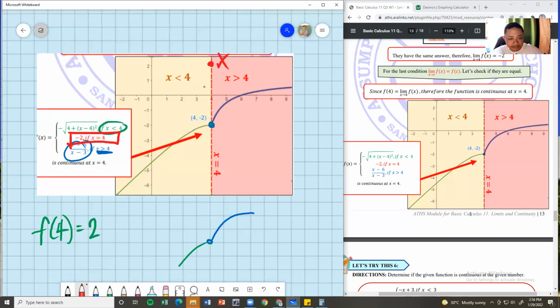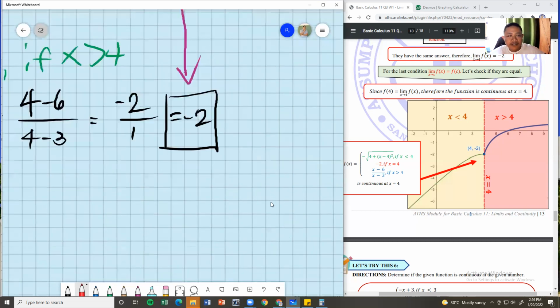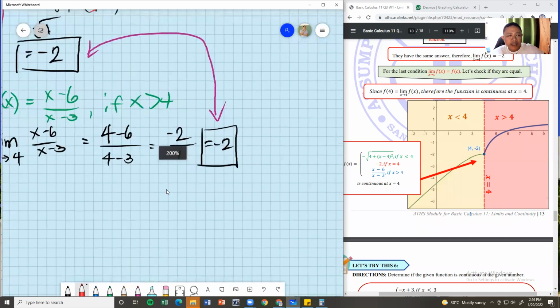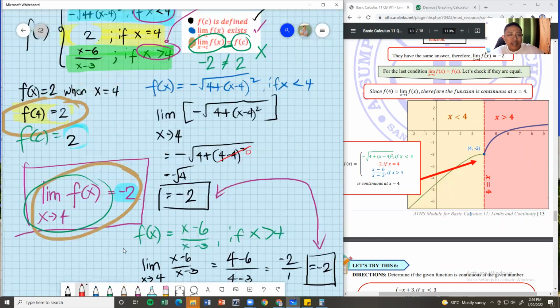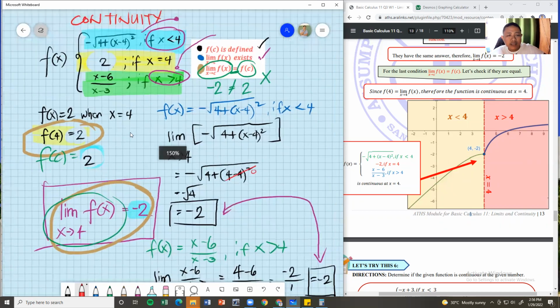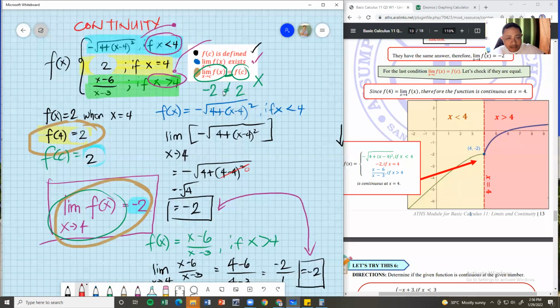Can you follow? Show me a reaction if that's clear to you. Okay, very good. Do you have other questions or concerns? So that's just it. After getting your f of c, get the limits, and then they should be equal for them to be continuous. Got it? Okay, thank you so much. Very good. So that's it.